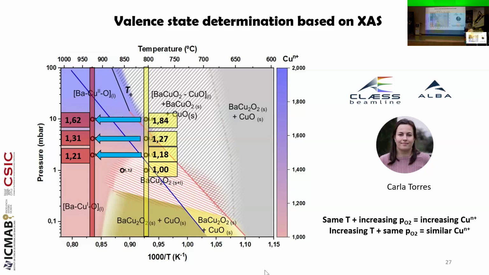However, if we sit at the same oxygen pressure and we increase or decrease temperature, the valence states seem to be similar. However, if we use ternary samples where we get the growth of REBCO, we can see that especially for these lower valence states, we obtained a big increase in the valence states due to the REBCO formation.